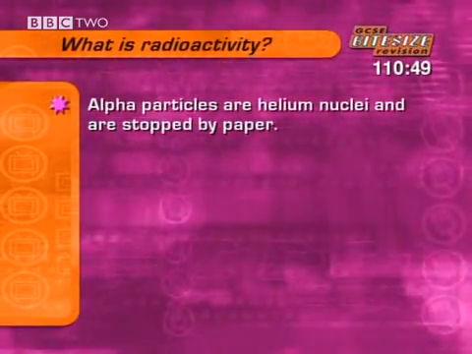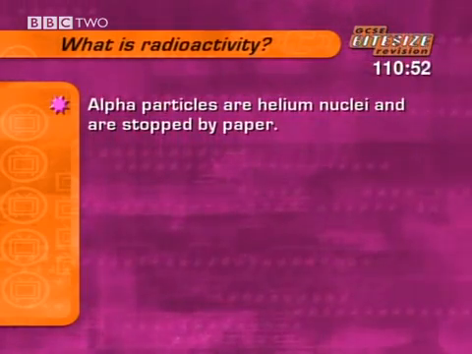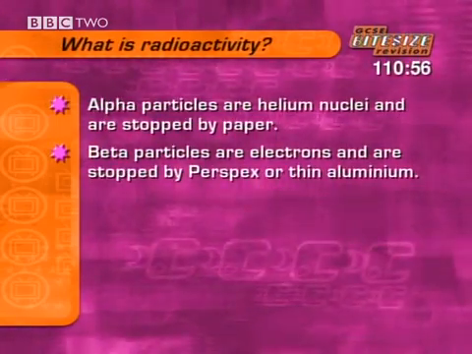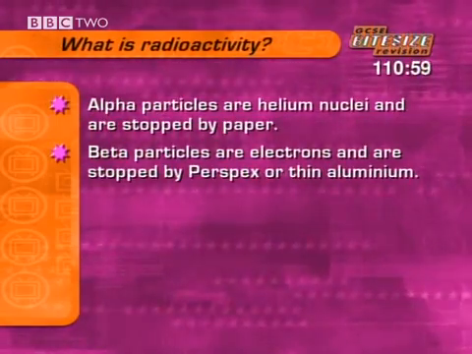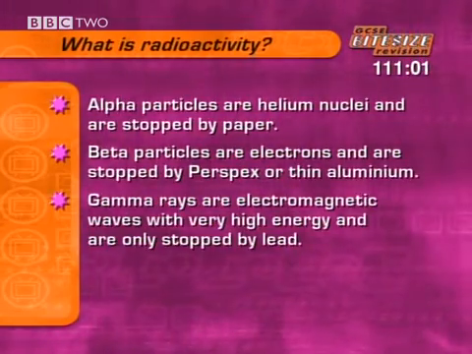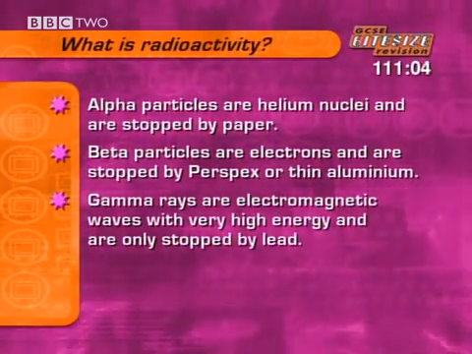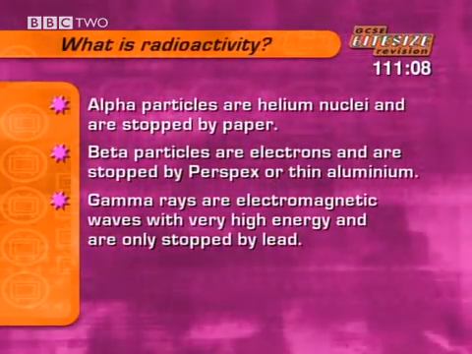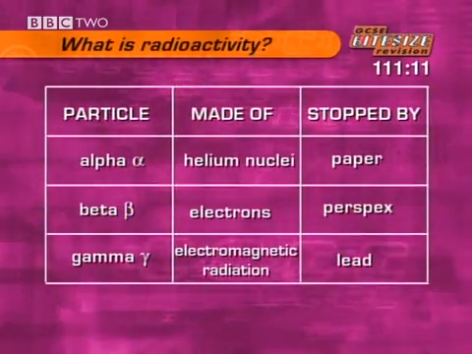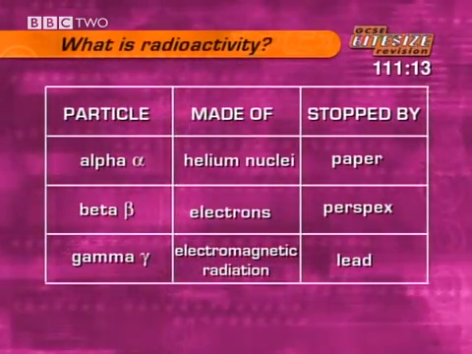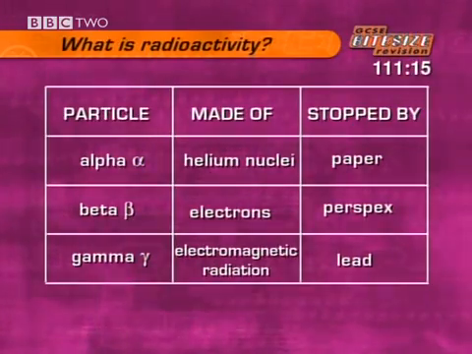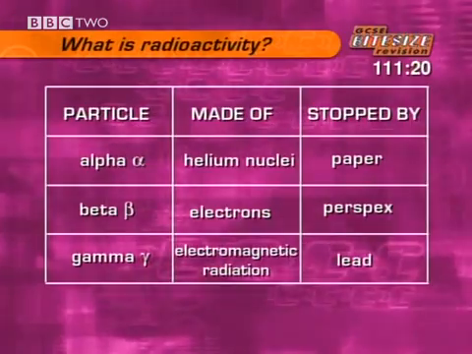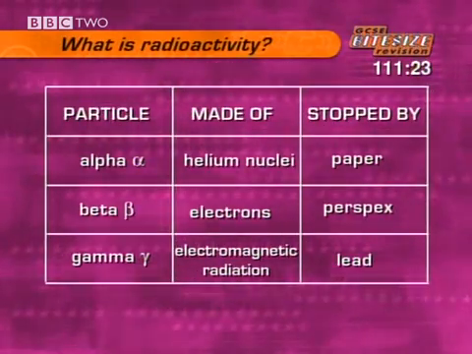Alpha particles are positive helium nuclei and are stopped by paper. Beta particles are negative electrons and are stopped by perspex or thin aluminium. Gamma rays are electromagnetic waves with very high energy and are only stopped by lead. It may be easier to remember in a table like this, showing each kind of radiation, what they are, and what stops them. You can find a table like this on the GCSE Bitesize Physics website.